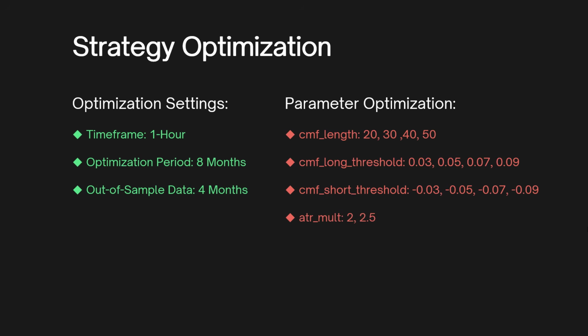ATR multiplier and risk ratio. These are used to calculate stop loss and take profit levels, dynamically based on market volatility. Adjusting these values helps manage risk and improve the risk-reward profile of the strategy. We'll use Freqtrade's Hyperopt tool to find the best combination of these settings, aiming to maximize profit while minimizing drawdown. Once optimized, we'll run a backtest to see how the strategy performs with real market data.